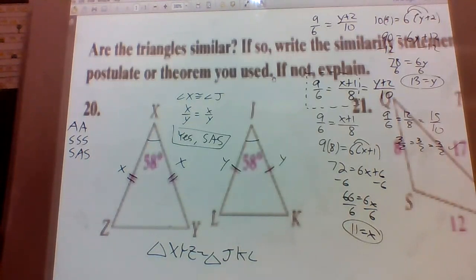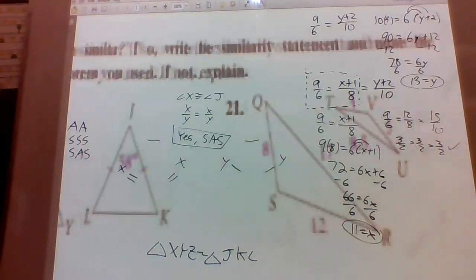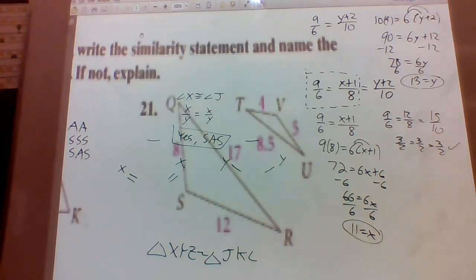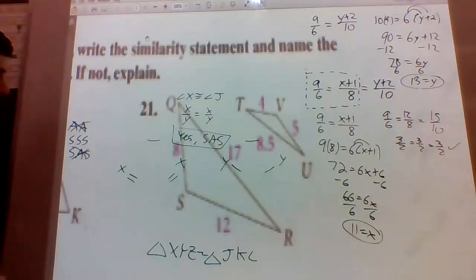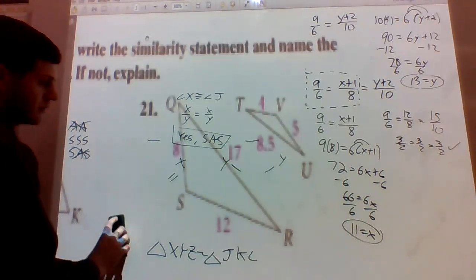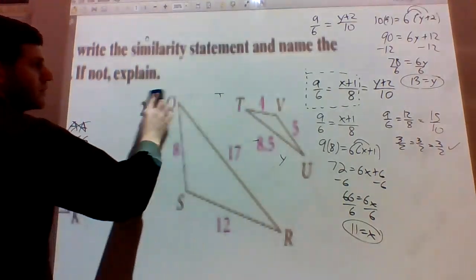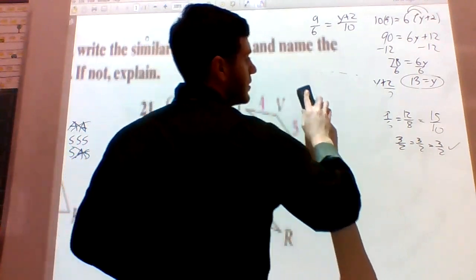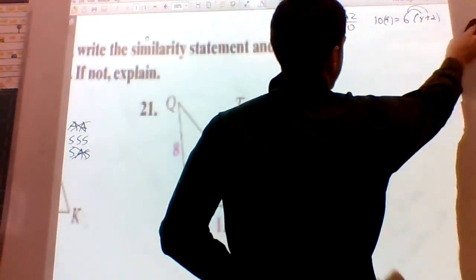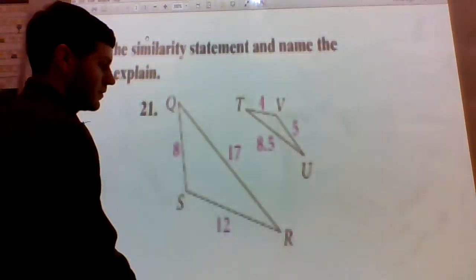Okay, then number 21, the last one. Same thing, we want to say, are they similar? So we want to look for angle, angle; side, angle, side; or side, side, side. We don't have any information about the angles, so that's going to eliminate angle, angle, and side, angle, side, which means we're looking for side, side, side. To show 2 triangles are similar by side, side, side, we need to show that the ratios of all 3 corresponding sides are equal.